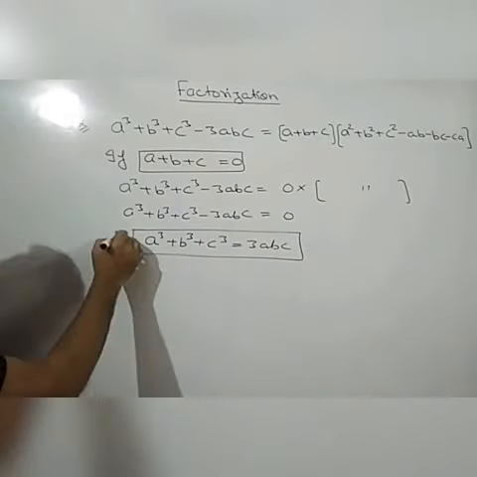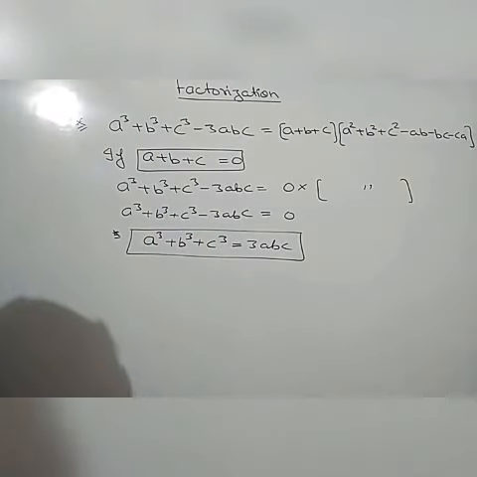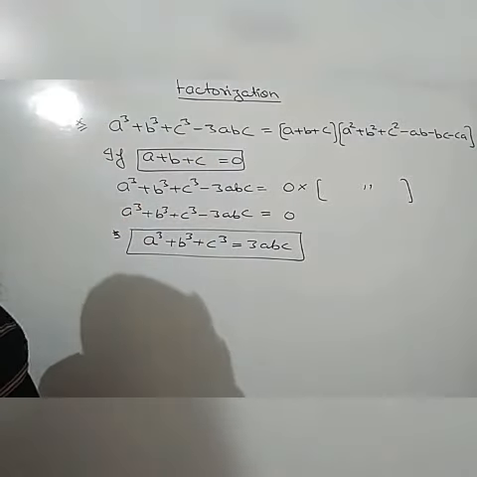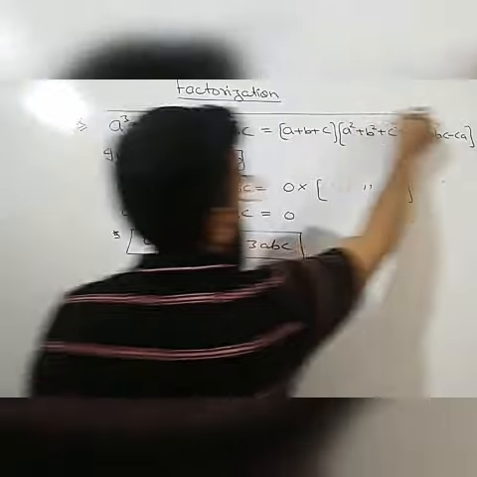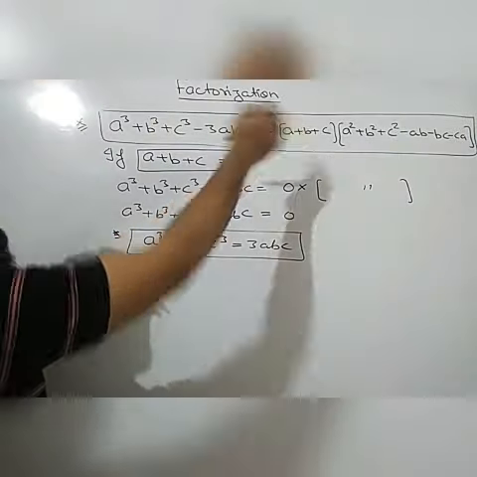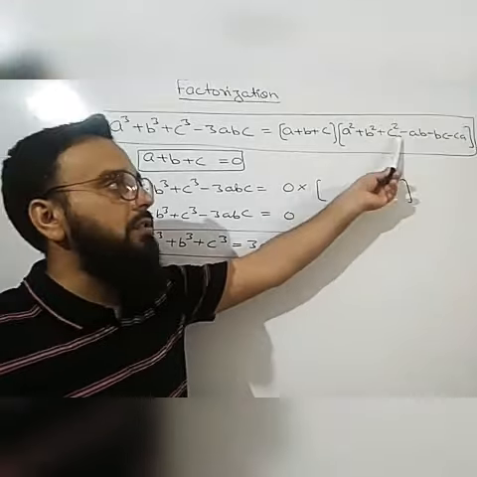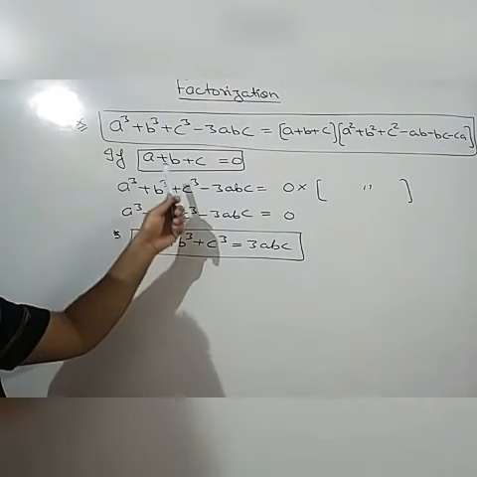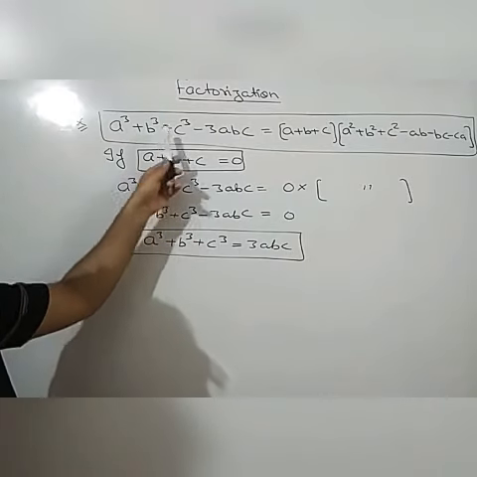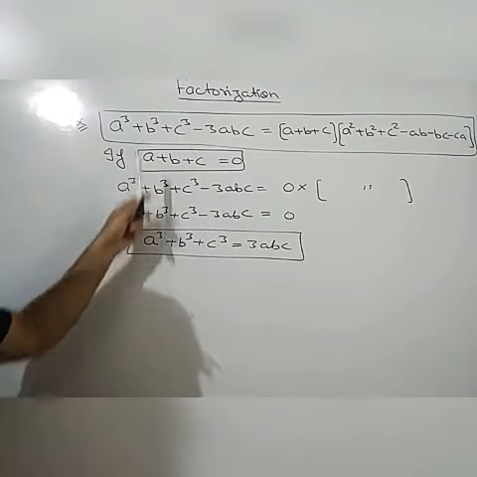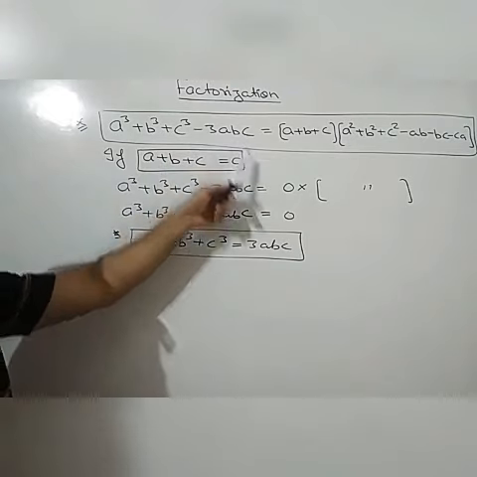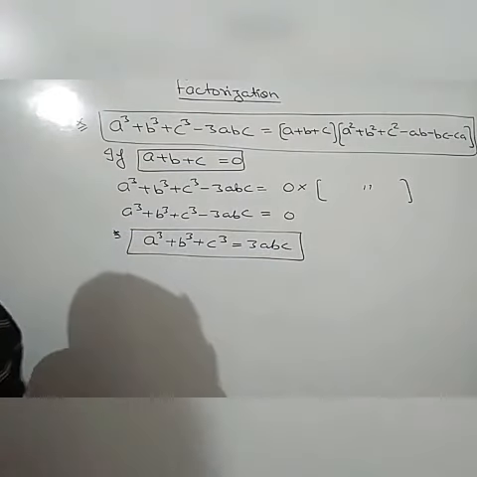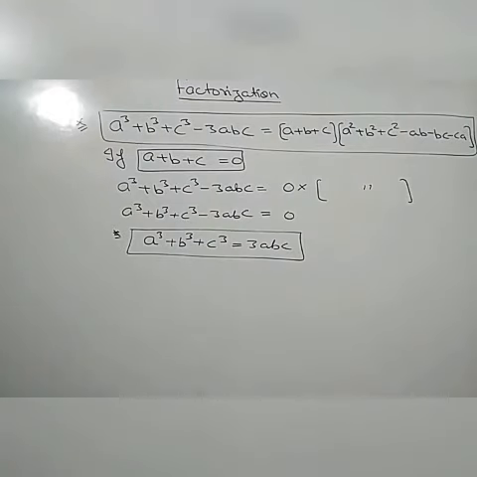So this is an important condition. If the sum of these three terms is equal to 0, then a cube plus b cube plus c cube will be equal to 3abc. This is the main identity: a cube plus b cube plus c cube minus 3abc is equal to (a + b + c)(a square plus b square plus c square minus ab minus bc minus ca). If the condition a plus b plus c is equal to 0 holds, then a cube plus b cube plus c cube minus 3abc is equal to 0, and we can write it as a cube plus b cube plus c cube is equal to 3abc. So first note it down.